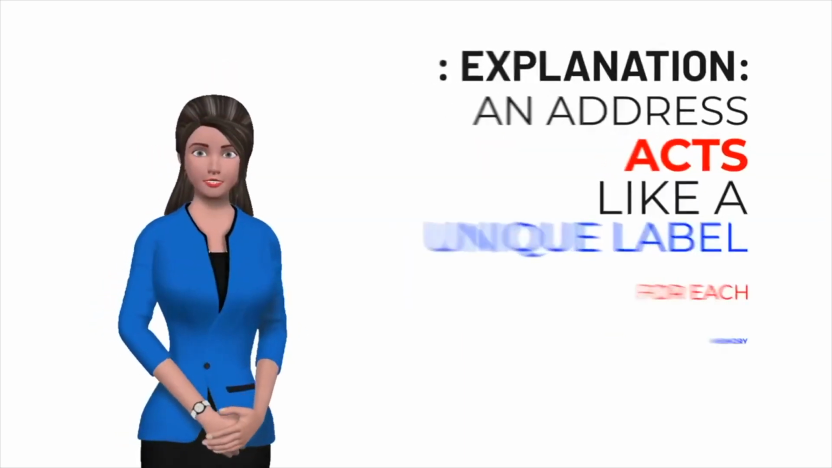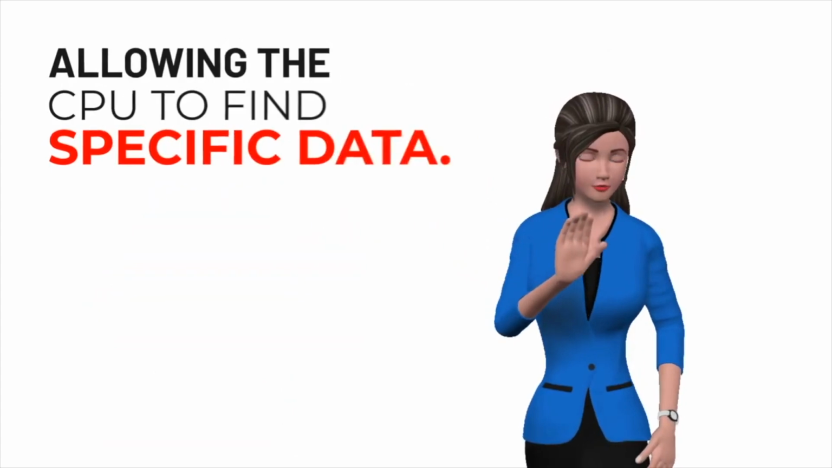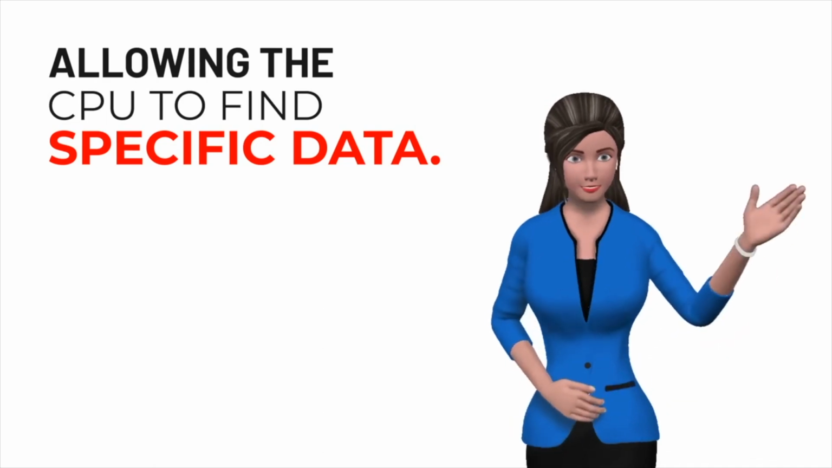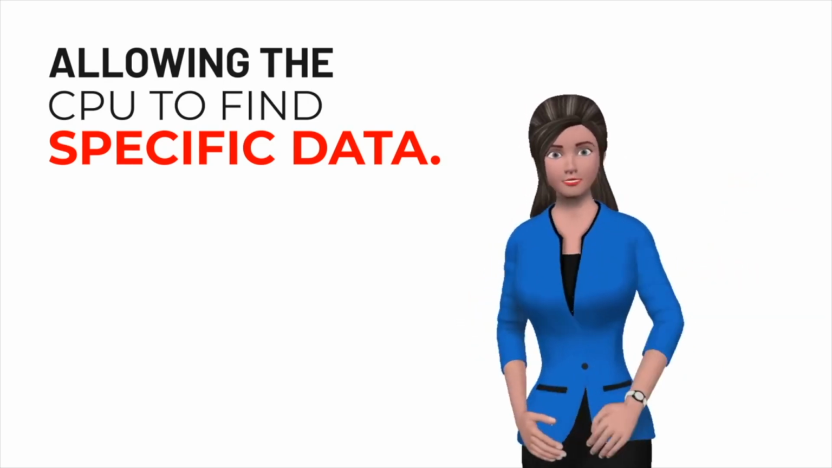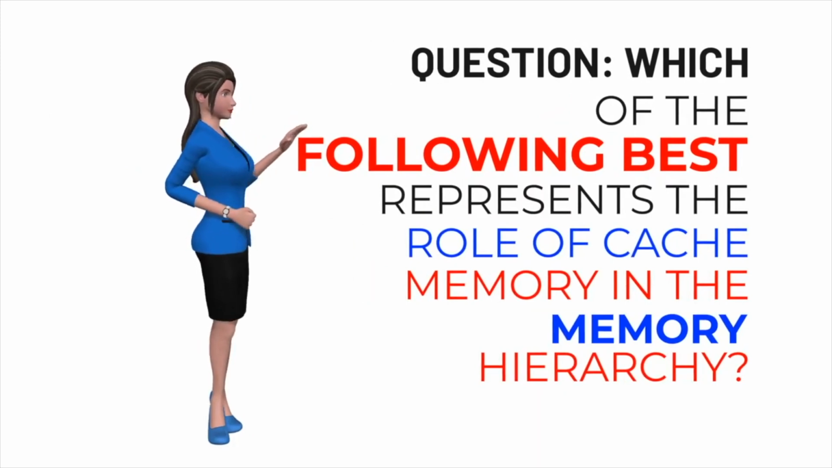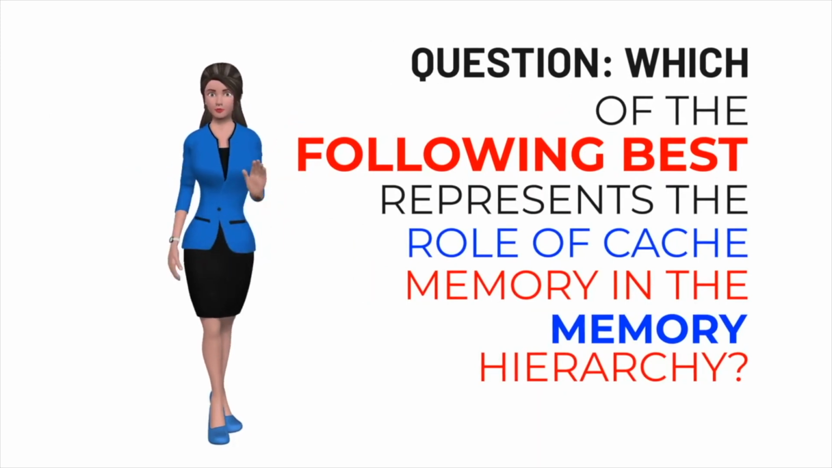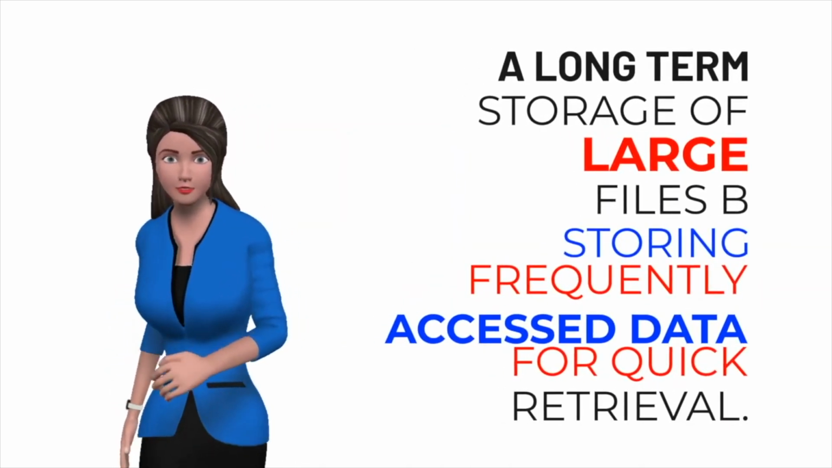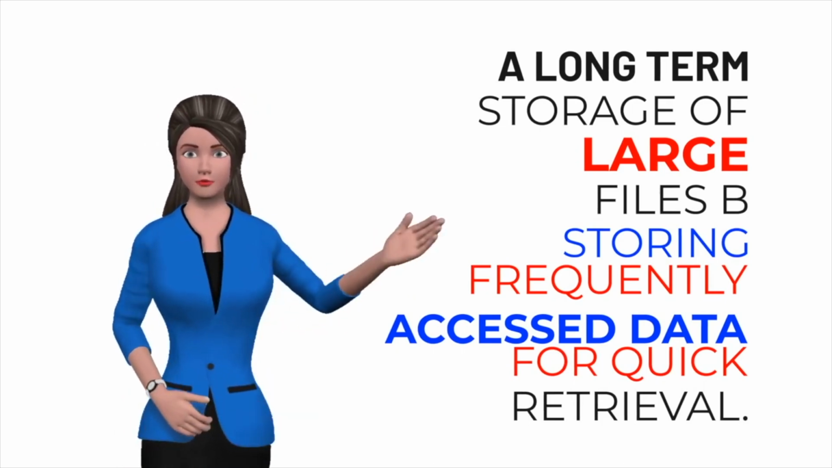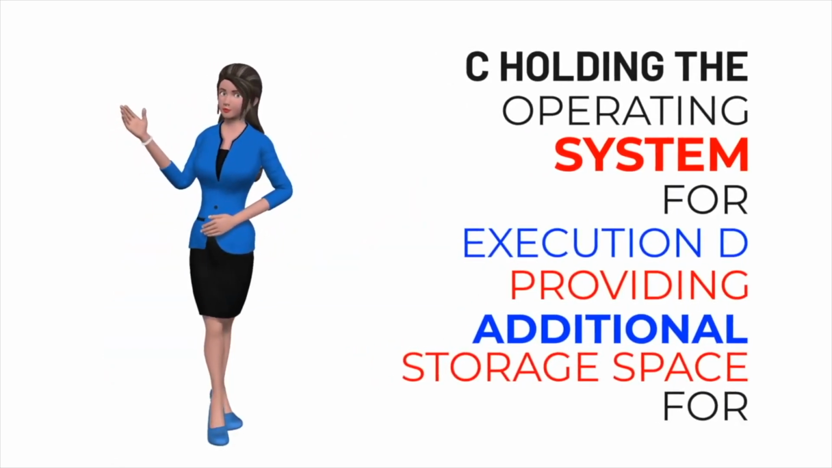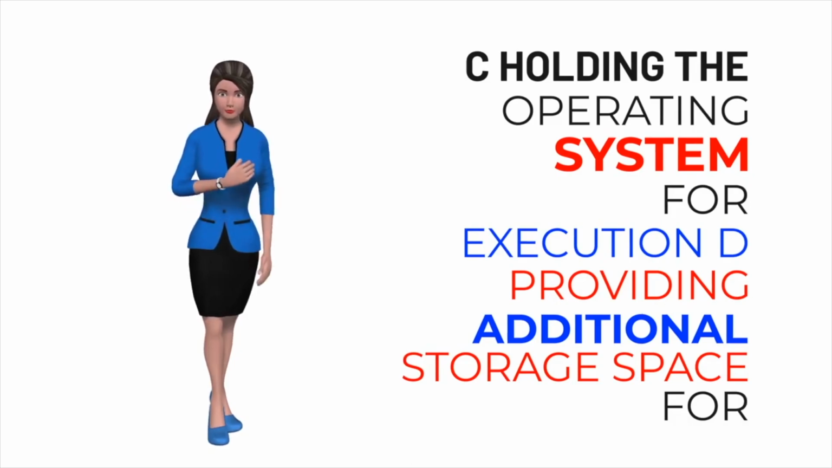Question. Which of the following best represents the role of cache memory in the memory hierarchy? A. Long-term storage of large files. B. Storing frequently accessed data for quick retrieval. C. Holding the operating system for execution. D. Providing additional storage space for RAM. The correct option is B. Explanation: Cache memory stores frequently used data for faster access by the CPU, reducing the need to access slower main memory, RAM.